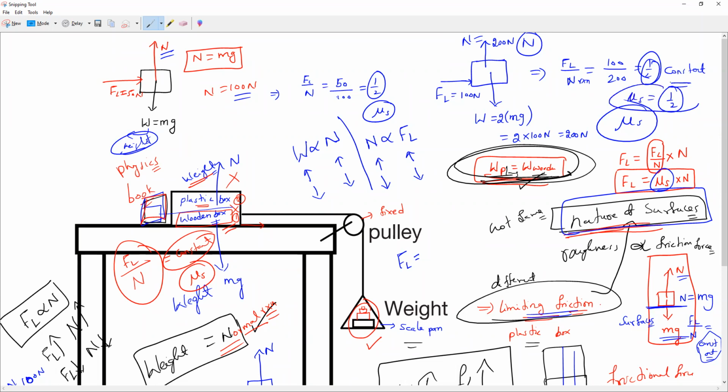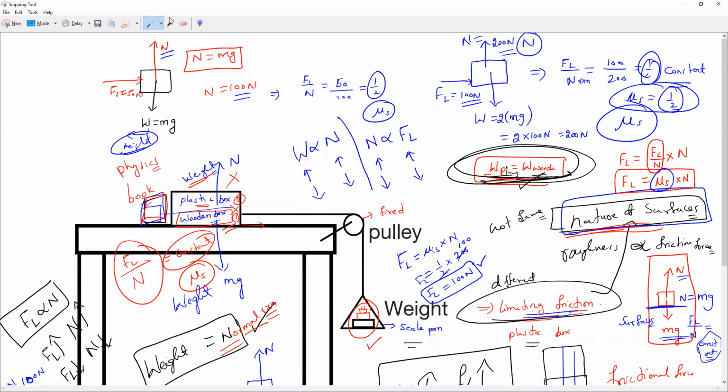Suppose I mention the coefficient of limiting friction is 1 by 2. Then find the F limiting. So F limiting is equal to coefficient of static friction into normal. Normal, for example, is 200 newtons. The coefficient is 1 by 2 and normal is 200 newtons. Then F limiting is how much? Half of 200 is 100. So F limiting is 100 newtons. That's all. We got the same answer, verified. Like that, we have to solve the numericals. Clear? Any doubt? Anybody can ask.